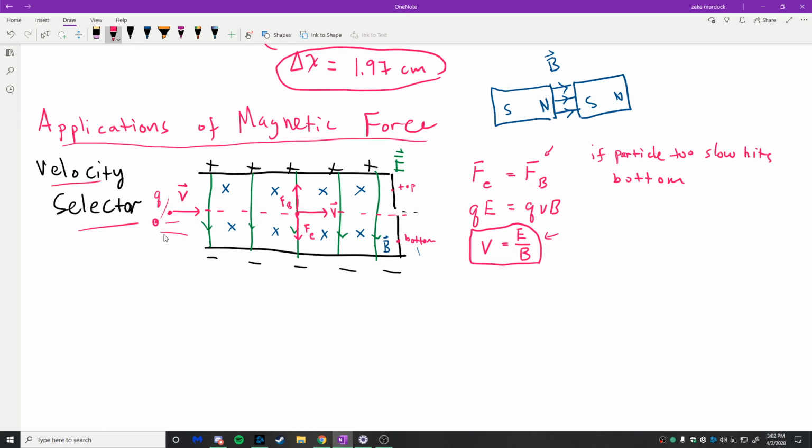So this will not work on neutral beams of particles, which unfortunately include some of the most interesting particles, like neutrino beams, which are made of neutral particles. We can't control them in this fashion. And so we have to just deal with what we have.